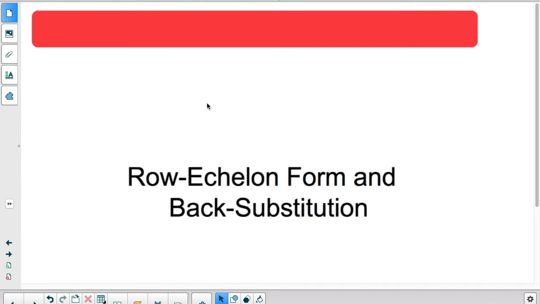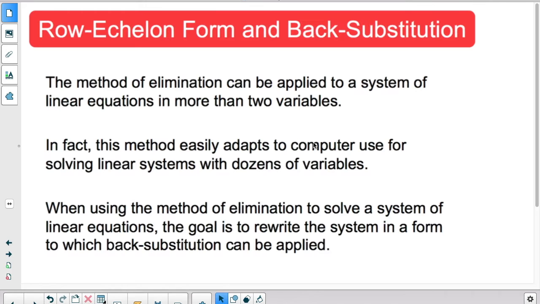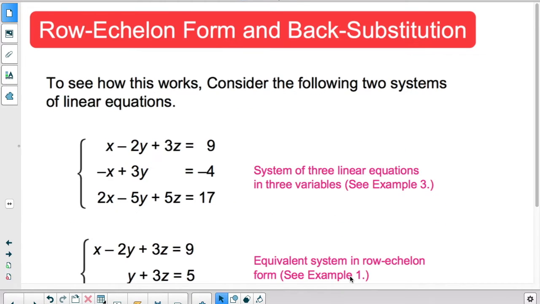Row echelon form is really saying that it's increasing in a kind of stair step, and we'll look at it and back substitute. Now, the method of elimination can be applied to a system of linear equations in more than two variables. In fact, this method easily adapts to computer use for solving linear systems with dozens of variables, and we'll see some of the calculator approaches to solving this.